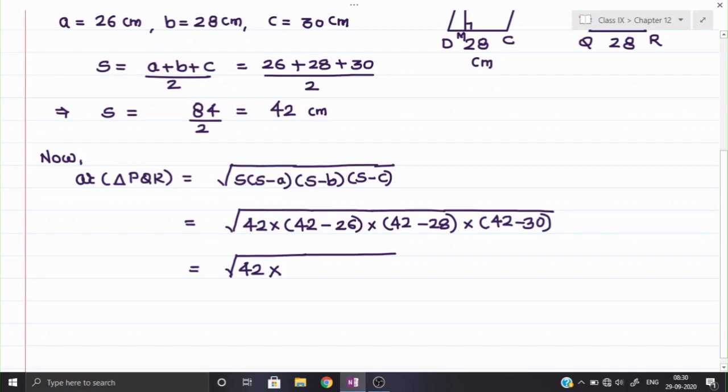Now 42 minus 26, how much will remain? I think 16 will be there. Similarly 42 minus 28, that will be 14. Okay, and 42 minus 30, that will be I think 12.